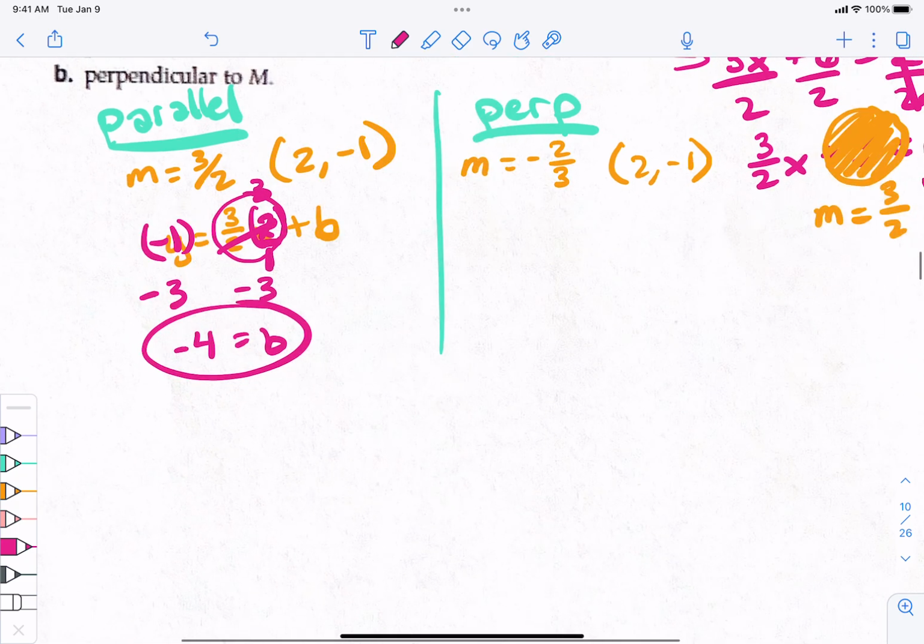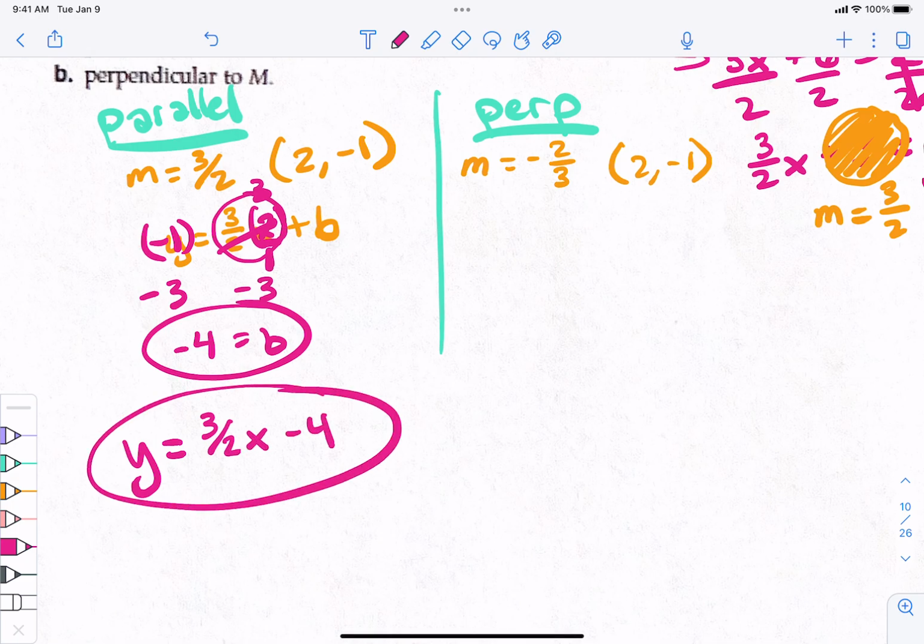But I'm not done. Let's finish writing them out. y equals 3/2x minus 4. That is my parallel line. Happy with that? Not too bad?